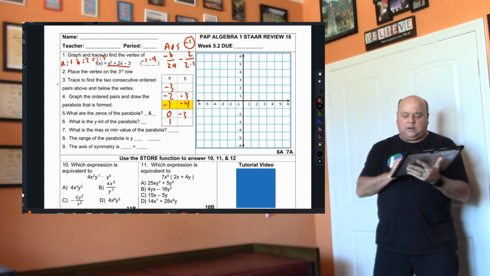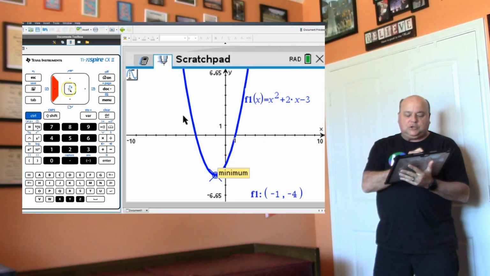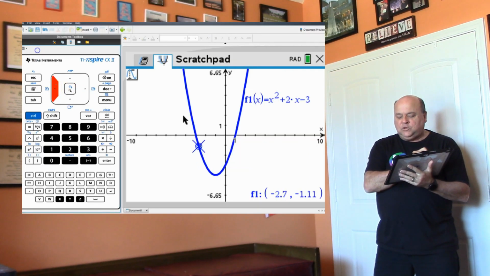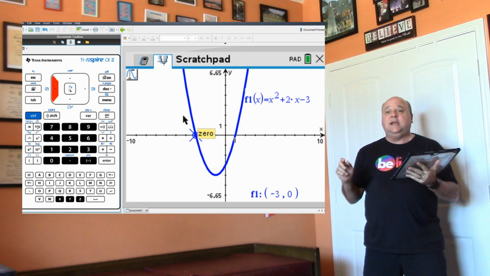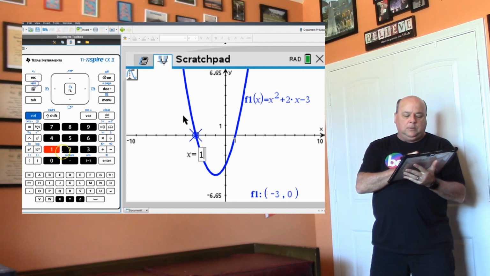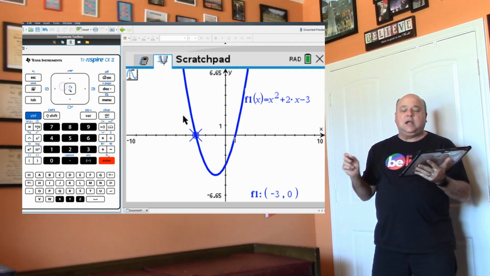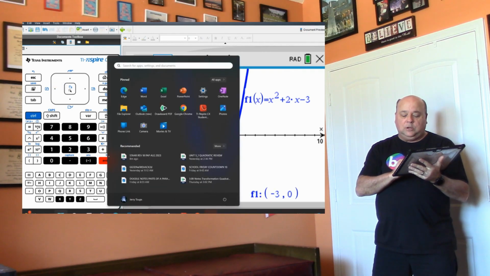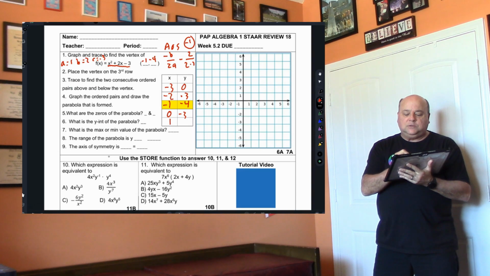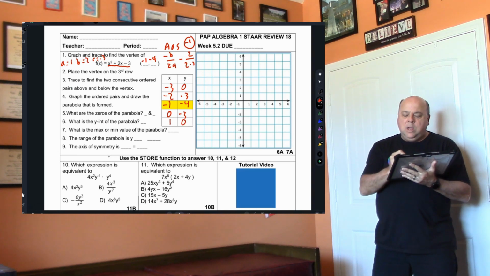Let's go back to our calculator, and let's trace to the left. So if I go to the left, the 0 is negative 3. The other 0 is going to be the 1. 1 comma 0, negative 3 comma 0, right? Those are our two zeros or our two solutions. So let's graph it.